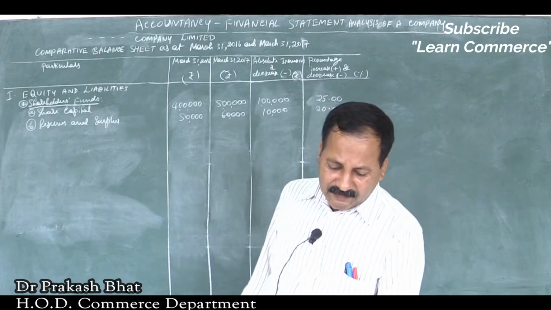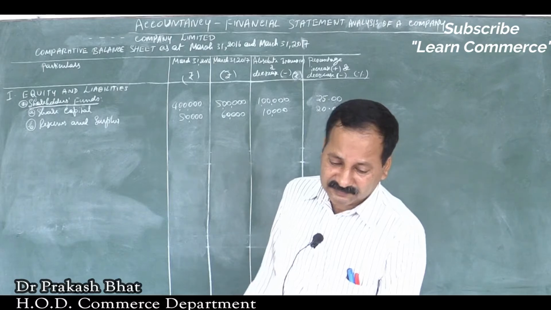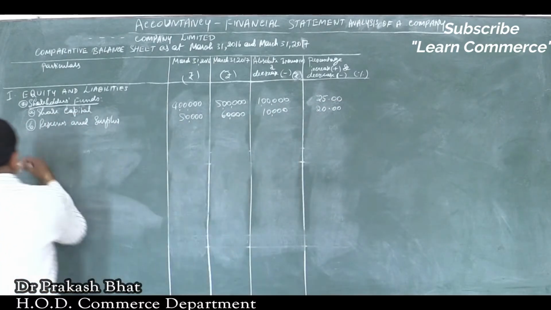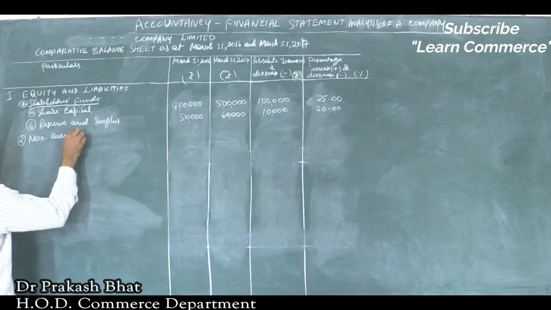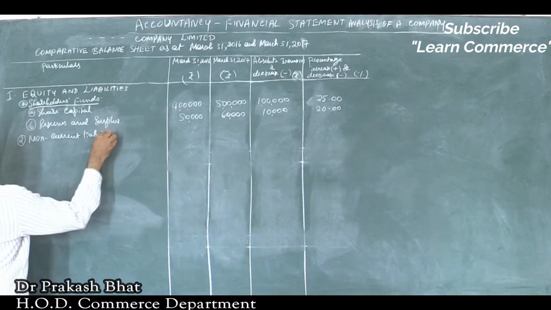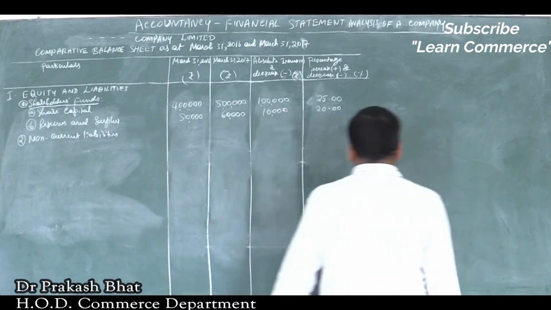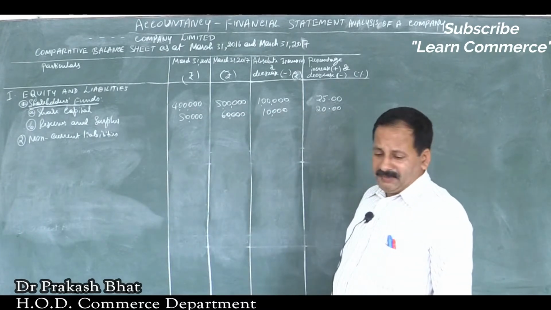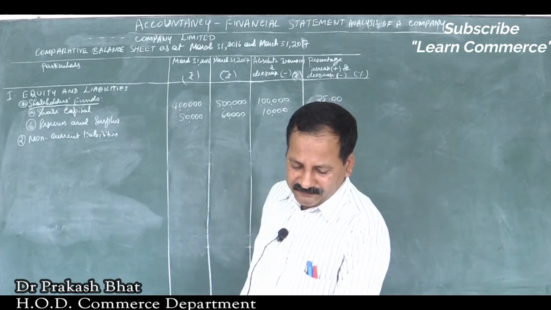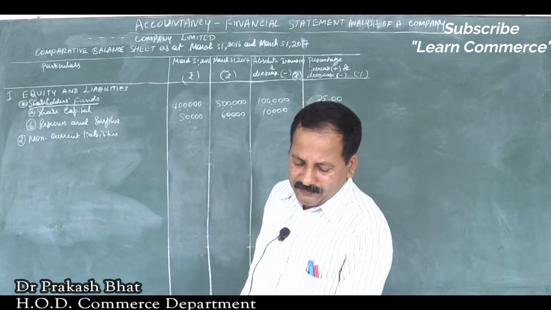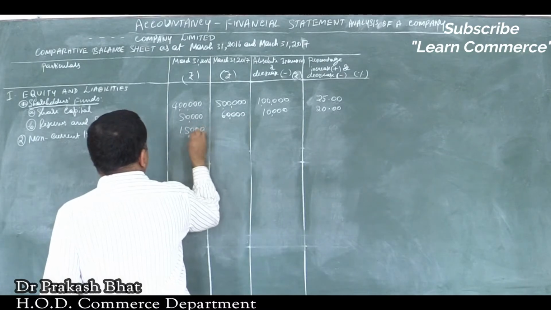That is a third one, it is given as secured loans. Secured loans means non-current liabilities. The second point, it is non-current liabilities. That is secured loans, isn't it? Note number is not required. So straight away write it. Secured loans, 15,000 and 20,000.